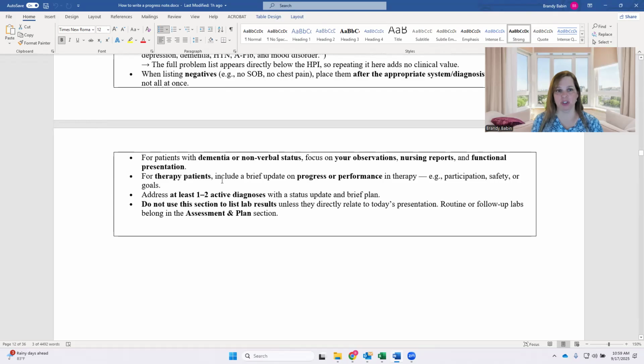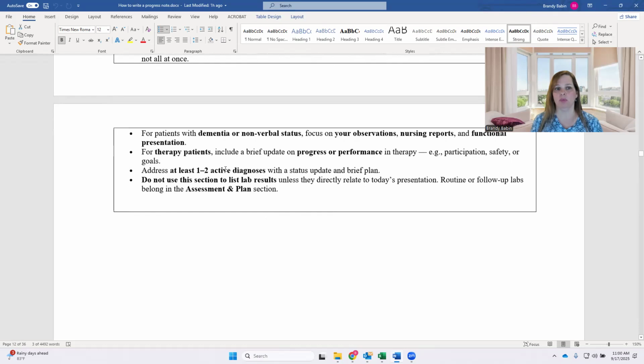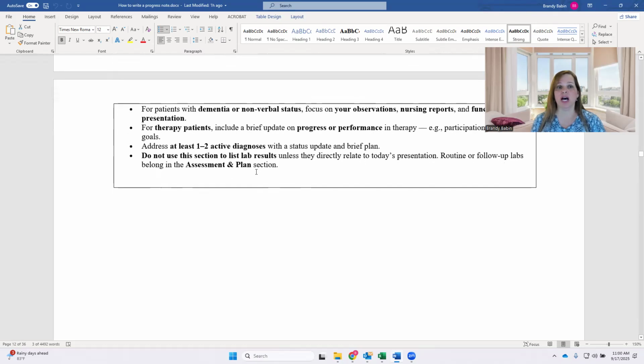And we already talked about patients with dementia, patients on therapy, write a note on how they're doing. We need at least 1 to 2 active diagnoses in your HPI because that's why we're seeing the patient. And do not use this section to list out lab values. So I don't want you to write patient has anemia and their hemoglobin, HCT, MCV, platelet count are this, or the patient has a CMP that was ordered and the results are this, this, and this.